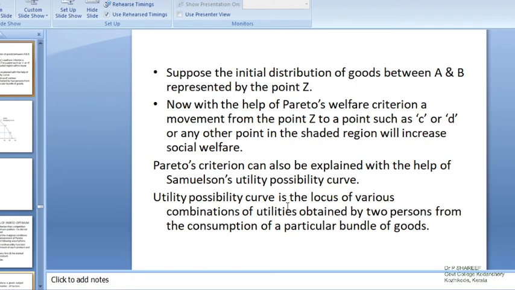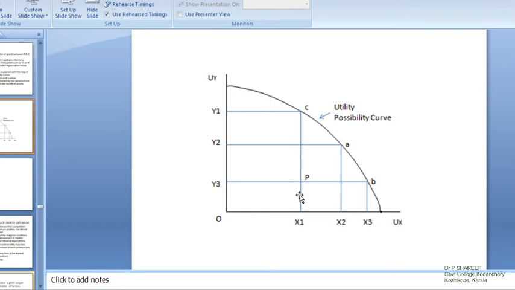The Pareto criterion can also be explained with the help of Samuelson's utility possibility curve. Here, Samuelson's utility possibility curve is represented. It indicates the utility levels of two individuals, A and B. All points on the utility possibility curve are efficient points, and the points inside the curve represent inefficient points, because we can notice that a movement from the point P, an inside point, to the point C or A or B or in between C and B makes at least one individual better off and no one worse off.